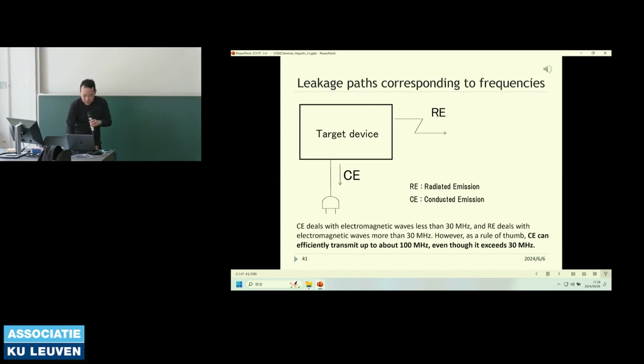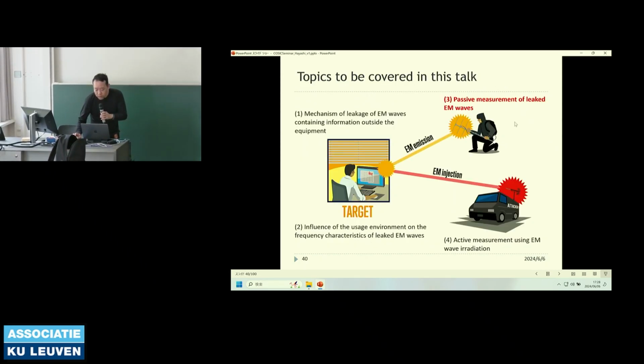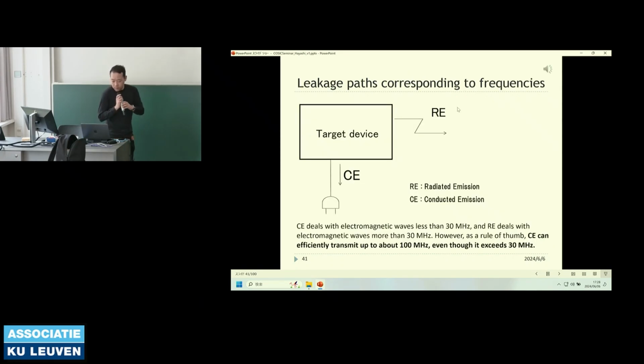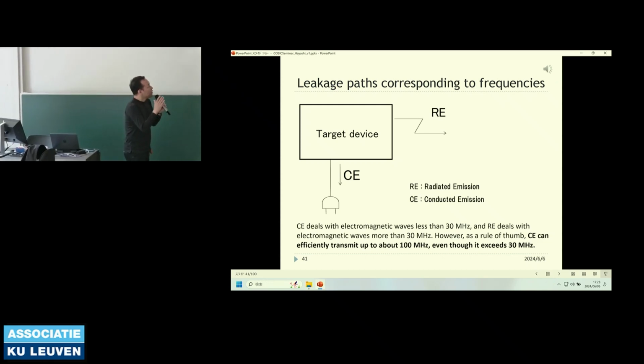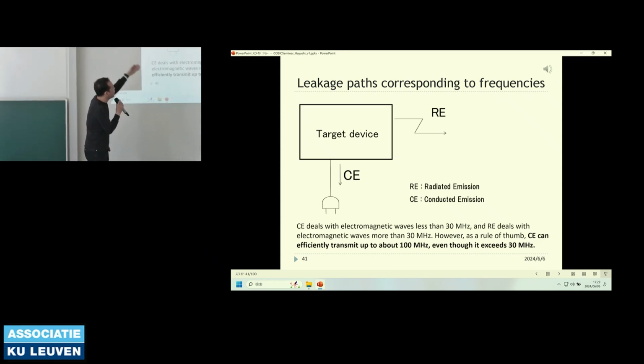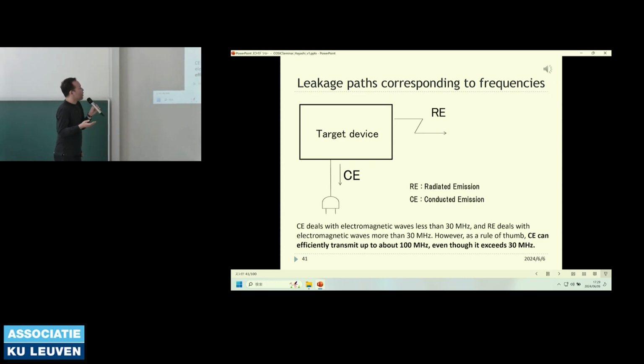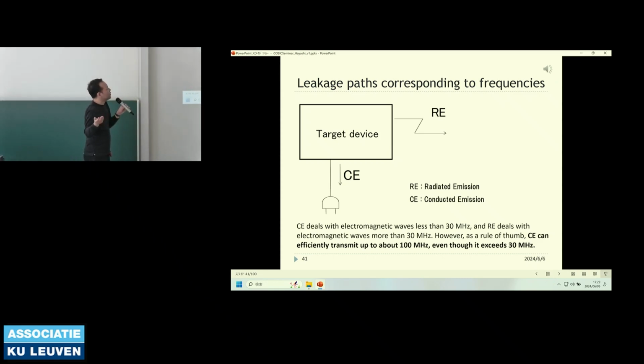So the next topic is passive measurement of leaked EM waves. Probably you know that we have two leakage paths. One is radiated emission, which is radiated to free space. The other is conducted emission, which goes through the metal cable. We have two leakage paths. How do we decide which leakage path is better for the measurement?